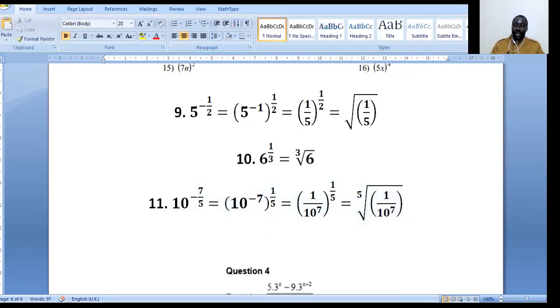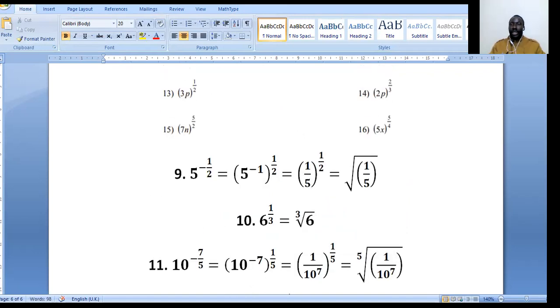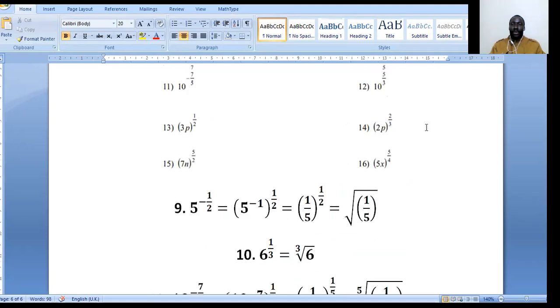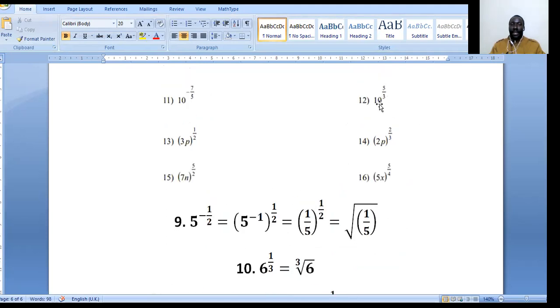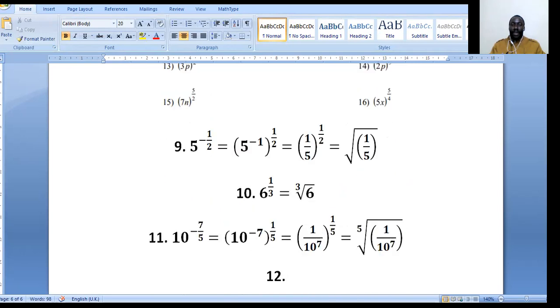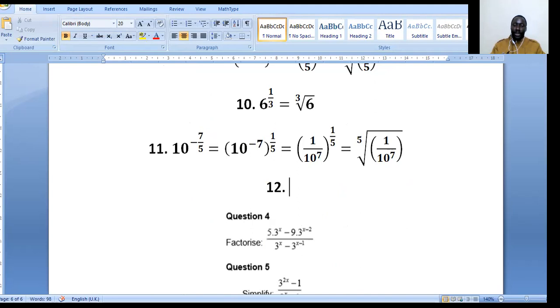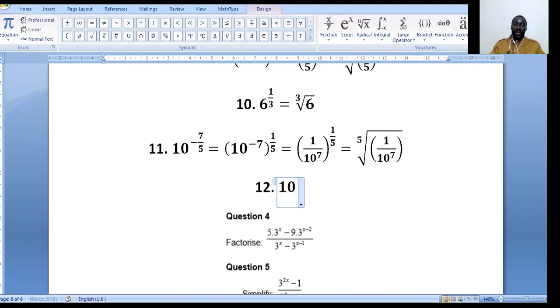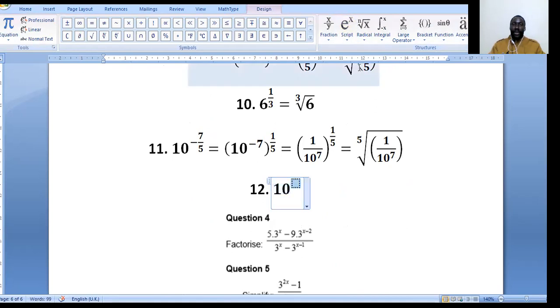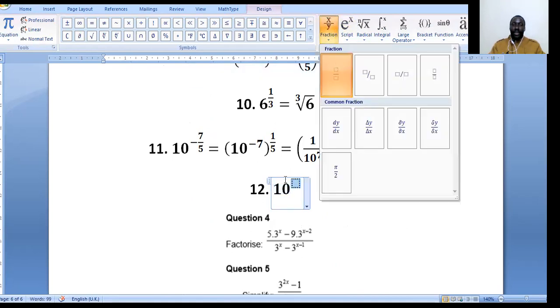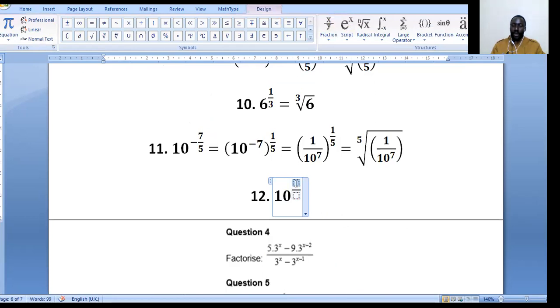So the last question that I'm going to be doing is question 12. You will do the remaining questions, which are question 13 to question 16. So question 12 is 10 raised to power 5/3. 10 raised to power 5/3 is our question. So how do we simplify this? Well, let's first write the question. 10 raised to power 5/3. How do you simplify this?